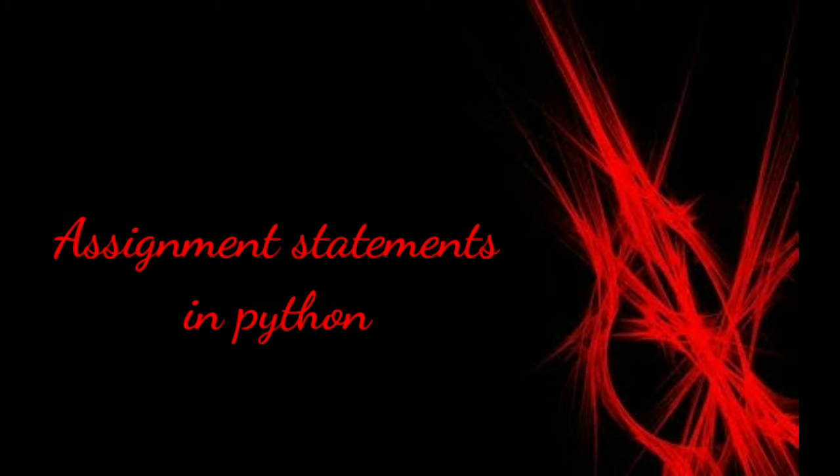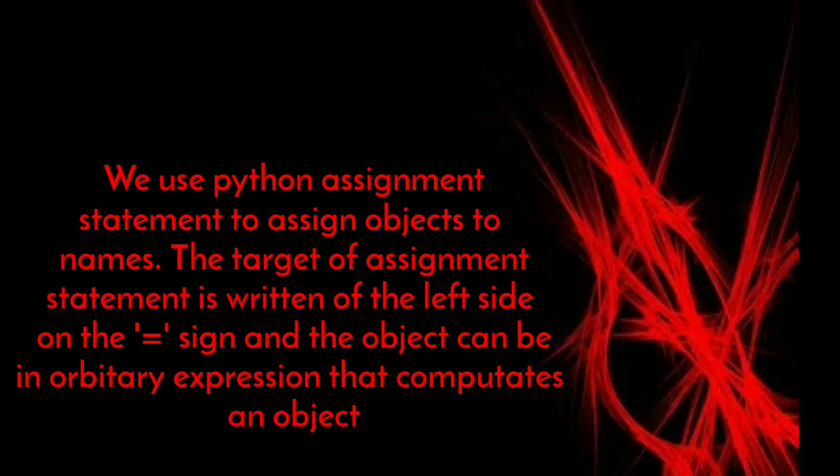Assignment statements in Python. We use Python assignment statements to assign objects to names. The target of an assignment statement is written on the left side of the equal sign, and the object on the right can be an arbitrary expression that computes an object.